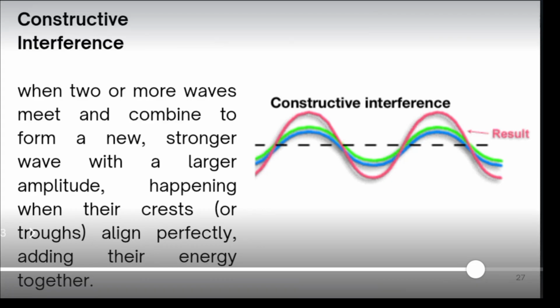Constructive interference means two or more waves meet and combine to form a new, stronger wave with a larger amplitude, happening when their crests or troughs align perfectly, adding their energy together.